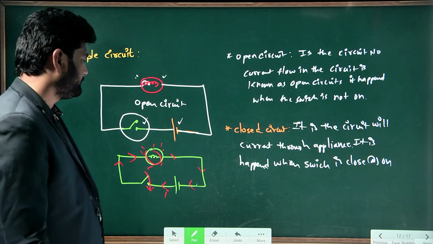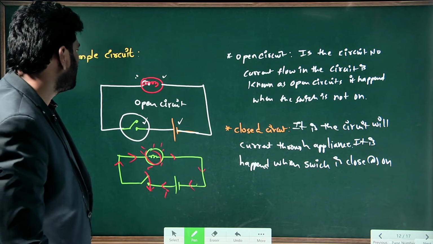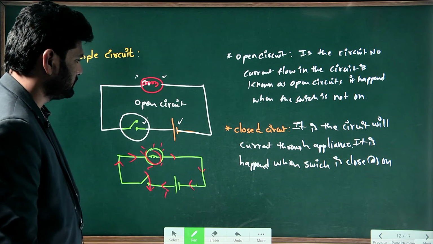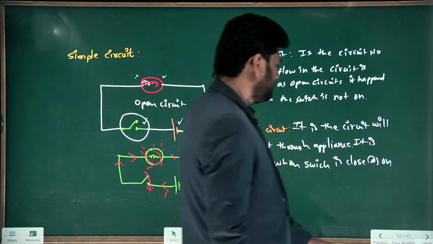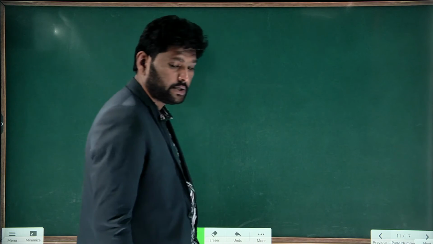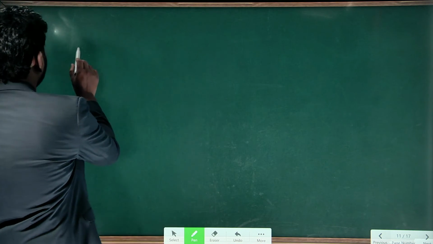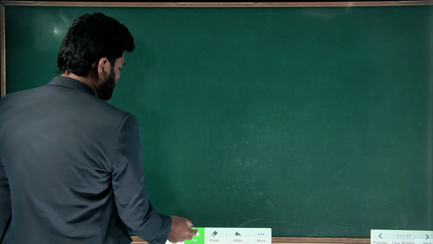Next, is there any questions here? No, sir. Next one. Cells in parallel, cells in series. Grouping of the cells. Next one is what? Grouping of the cells.